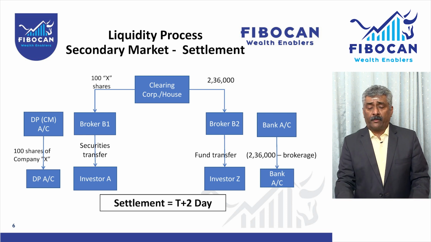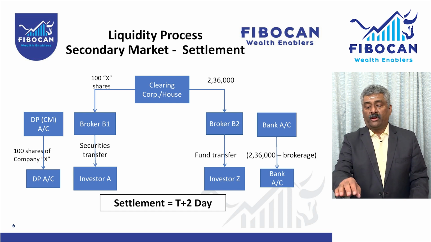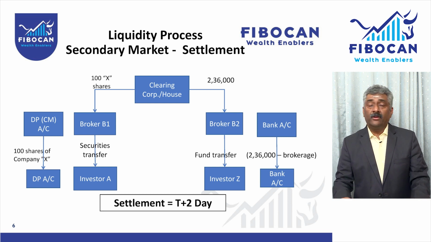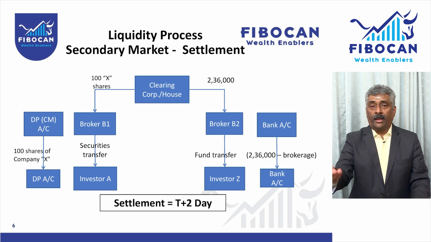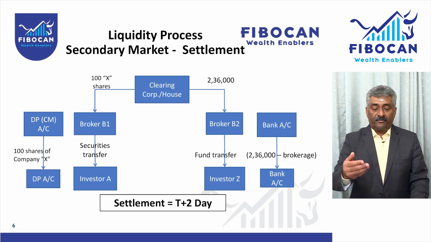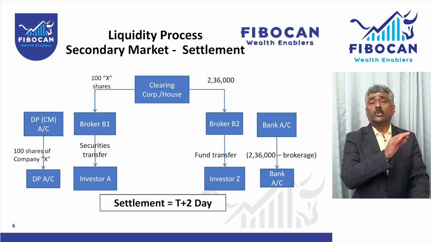In parallel, broker B2 would have received the funds that B1 has transferred to the clearing corporation. So, broker B2 will get the funds, deduct his brokerage, and credit the balance amount to investor Z's bank account. Here it is the depository account, there it is the bank account. On T+1 day it was investor Z's depository account and investor A's bank account, right. So, now investor A gets a clean credit of 100 shares of X on T+2 day.